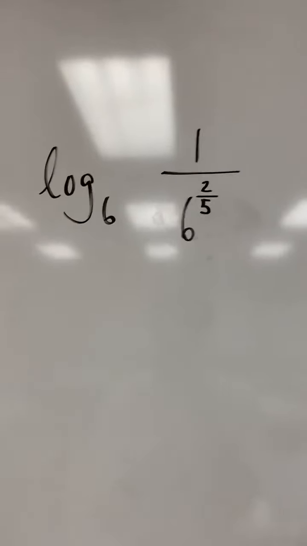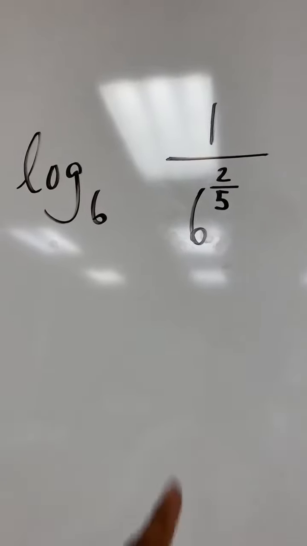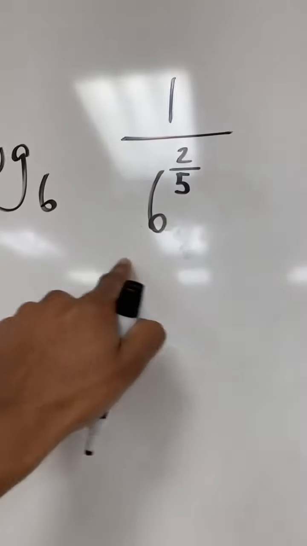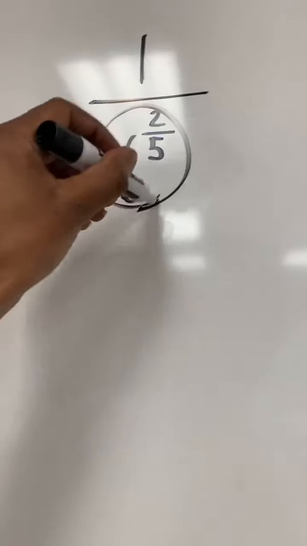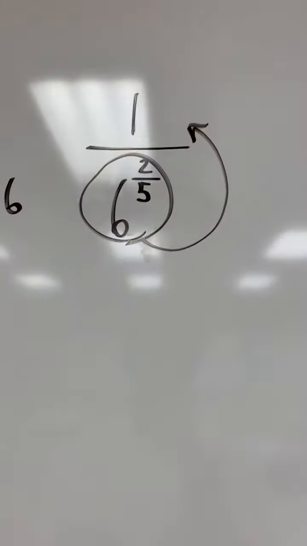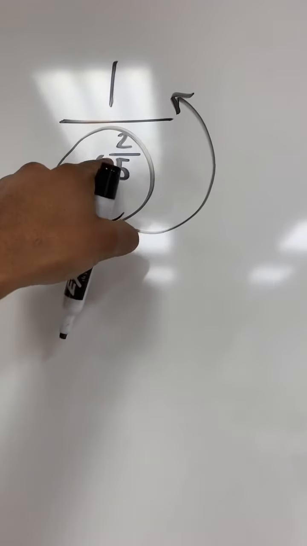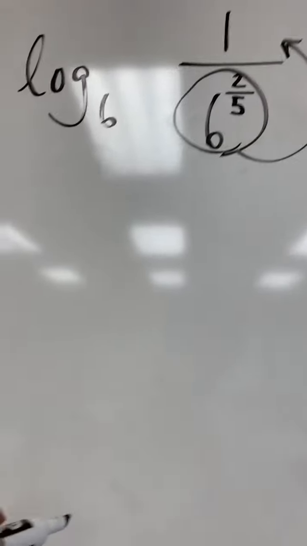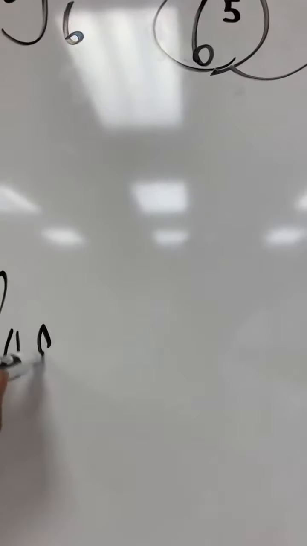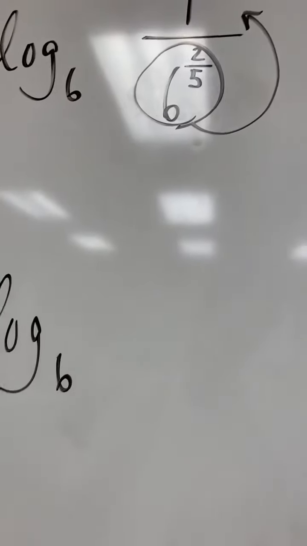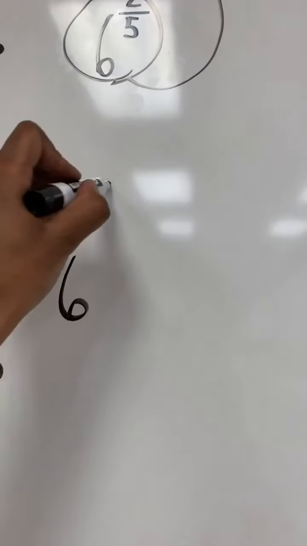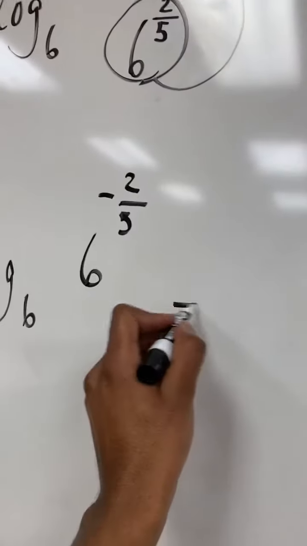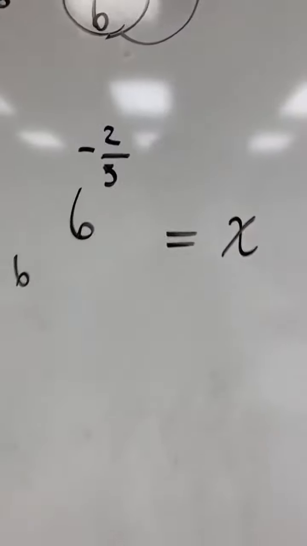All right, we got one more thing. Now remember, these are based on exponent rules. When I have a power in the denominator, I can take this whole power and move it to the numerator if and only if I change the sign of my exponent. I'm not going to erase this one, I'm just going to rewrite it right below it. So we have a log base 6, and what I'm looking at is a 6 to the negative 2/5 power. And we're trying to evaluate this, which means that's going to be equal to x.